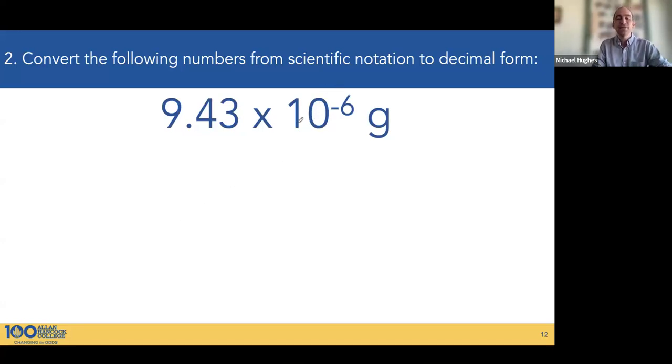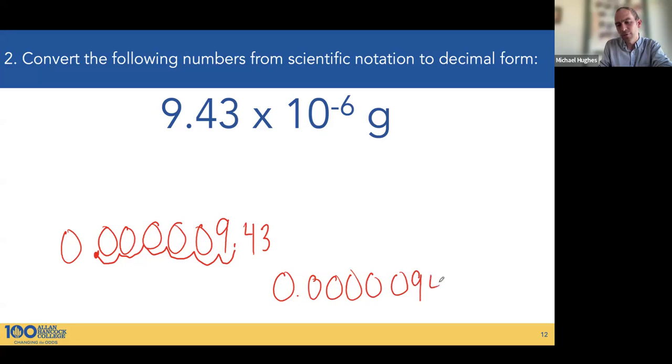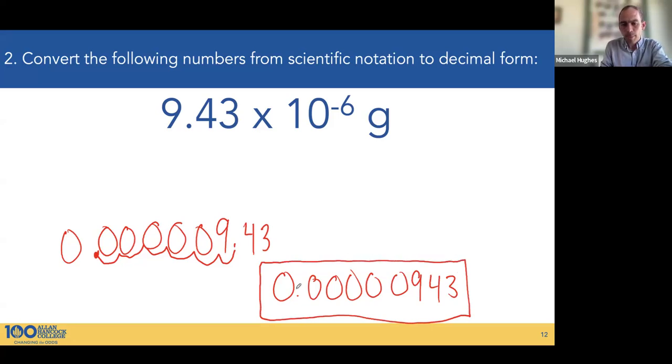9.43 times 10 to the negative 6 grams. And so this is less than 1 again, so we'll be adding in zeros before our value. And move negative 6 times: 1, 2, 3, 4, 5, 6. Put a leading zero there. Our final answer would be 0.00000943. Oops. Don't forget the unit, grams.